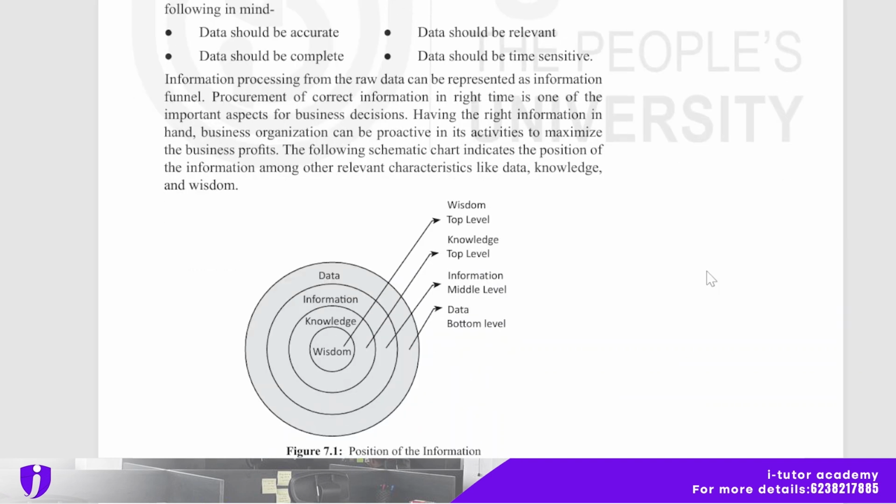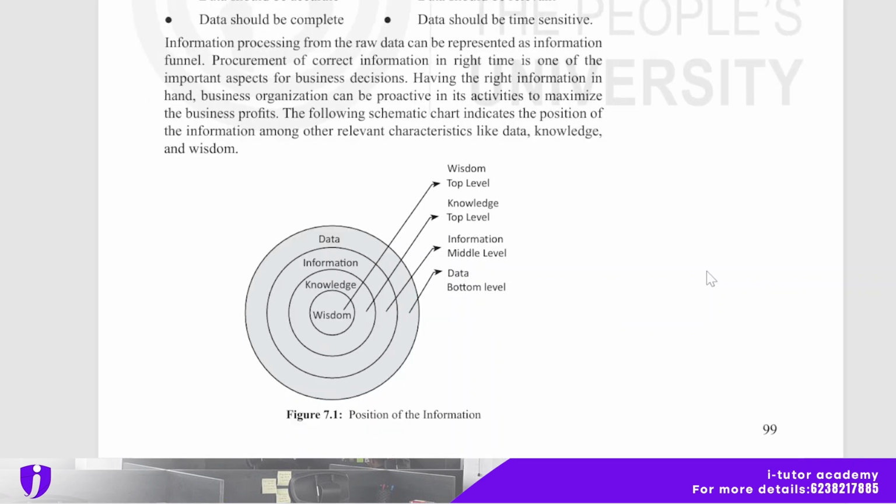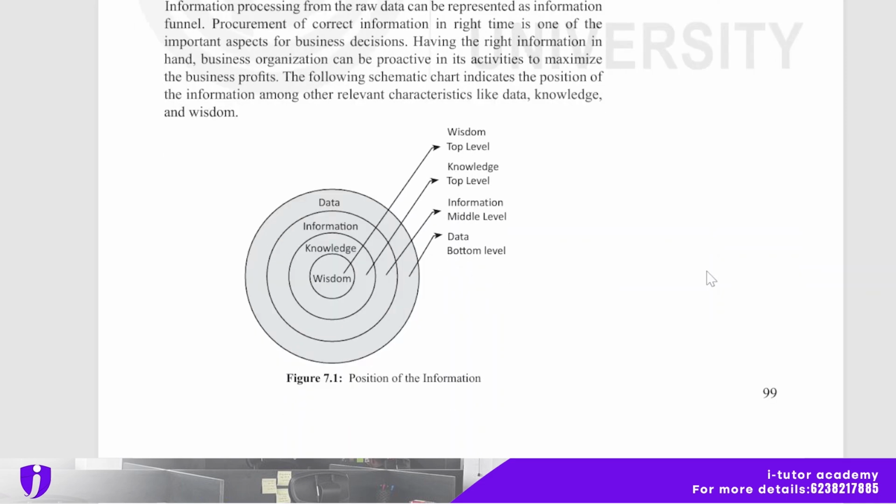Information processing from the raw data can be represented as an information funnel. Procurement of correct information at the right time is one of the important aspects of business decisions. Having the right information in hand, a business organization can be proactive in its activities to maximize business profit. So: wisdom, knowledge, information, data. Data is the bottom level, information the middle level, knowledge the top level, and wisdom the topmost level. This is the position of the information.